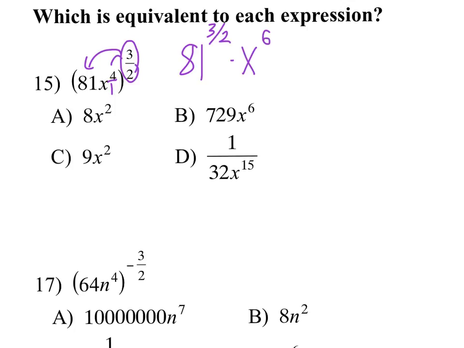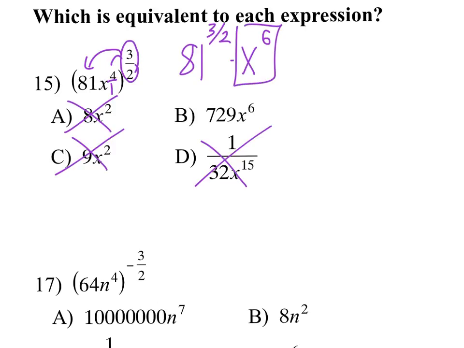And really quickly, I see that choice A, choice C, and choice D cannot be correct because they don't have an x to the 6th power. The only one that does is B. Let's talk about why that's true. Okay, so we're done with our variable part.